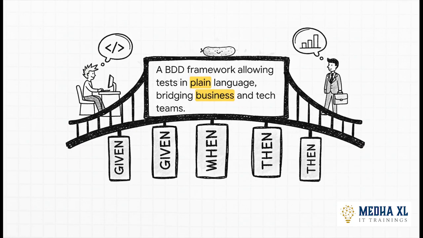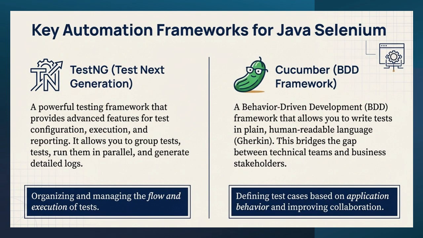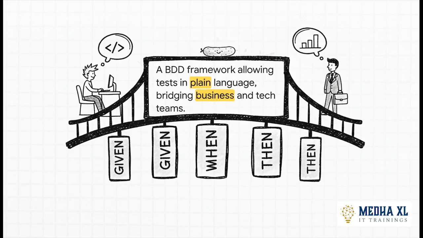And then you've got other frameworks like Cucumber, which do something really cool. They use an approach called behavior-driven development, or BDD. And what that means is you can write your tests in plain, simple English using a given, when, then format. So it's literally like, given I'm on the login page, when I type in my correct username and password, then I should see my dashboard. And this is a game changer because it means people who aren't coders, like project managers or business analysts, can actually read, understand, and even help write the tests. It completely bridges that gap between the business side and the tech side.